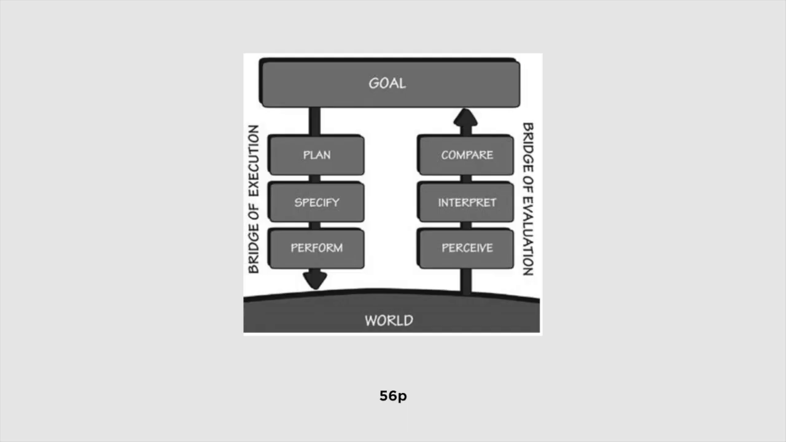Look at the 7 stages of action. When people take action, they go through 7 stages: goal, plan, specify, perform, perceive, interpret, compare. Failing to receive feedback means the disconnection from the world after perform. So people can't understand what has happened and can't proceed to the next step. This is why feedback is essential and it must be immediate, informative, and appropriate.